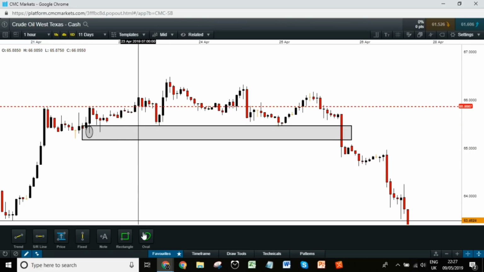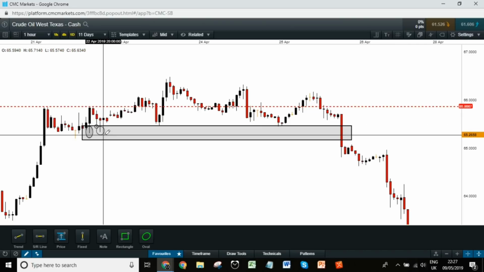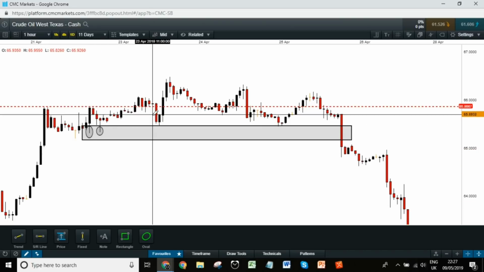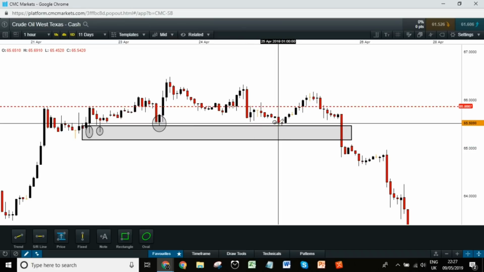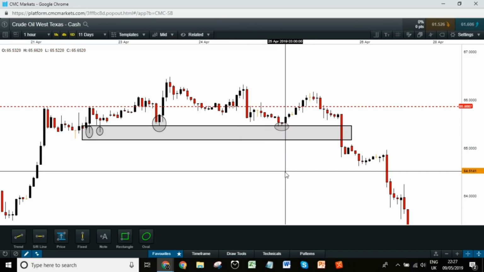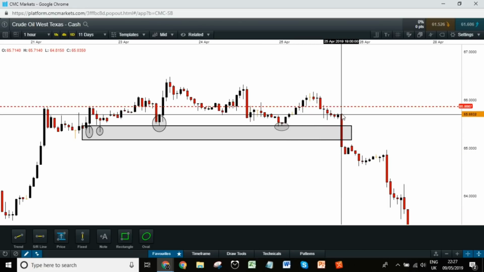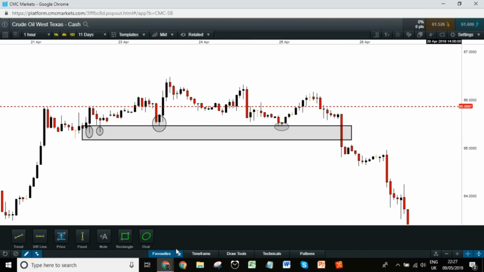Got some resistance here, we have resistance here. So it's like, okay, this is a zone that seems to be holding itself up right now. Once it breaks, we've got some action, right? And then as we can see, the market broke straight through us.